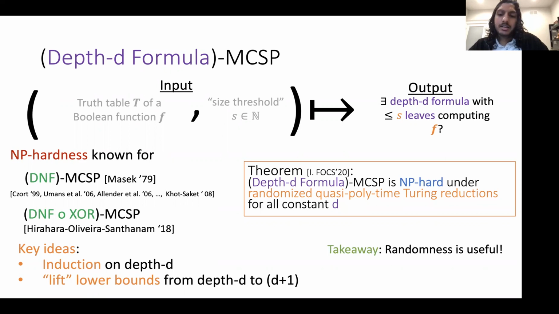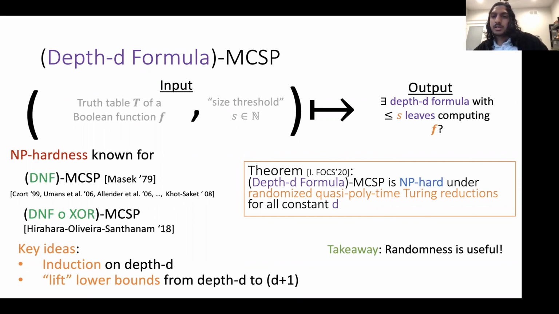One nice takeaway from this is that it gives a really strong example of how randomness can be useful. Prior to this, there were some results that used randomness to prove hardness for MCSP, but this result is interesting in that it uses randomness in a very non-trivial way. Previously, randomness was used to sample uniformly random functions. Here, randomness is not used to sample uniformly random functions, but something a little more subtle. So it's an interesting proof of concept.